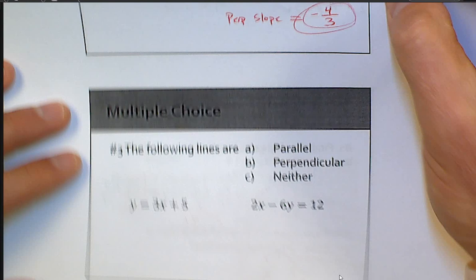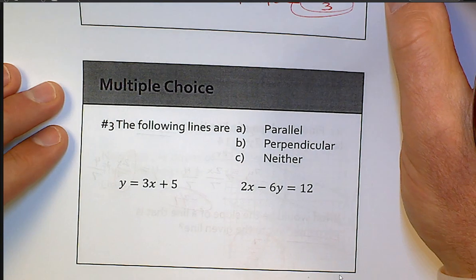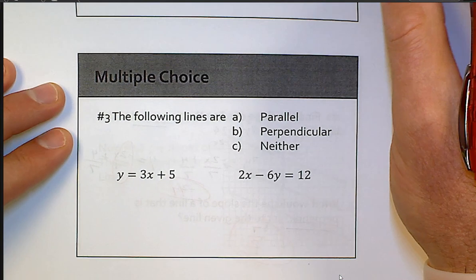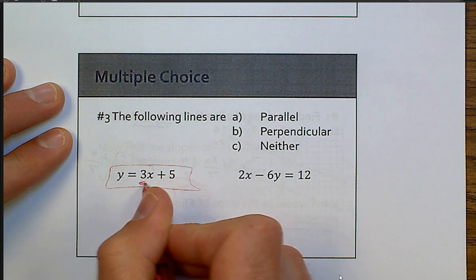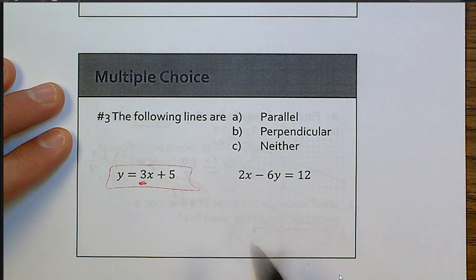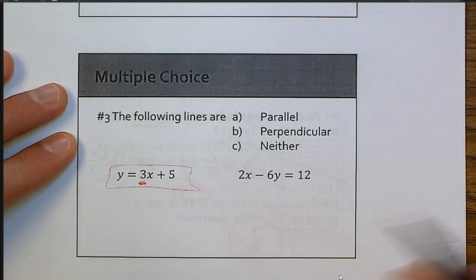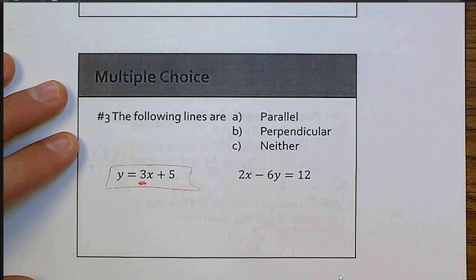Next one. The following lines are what? Multiple choice. Well, this one's already in slope-intercept form, which is nice, so I know my slope is 3. So I just need to check this one to see if the slope is 3, or if I have an opposite reciprocal, or it could be something that's neither.